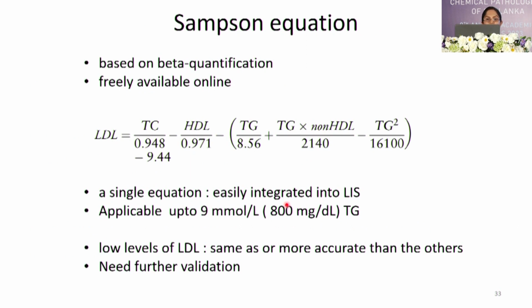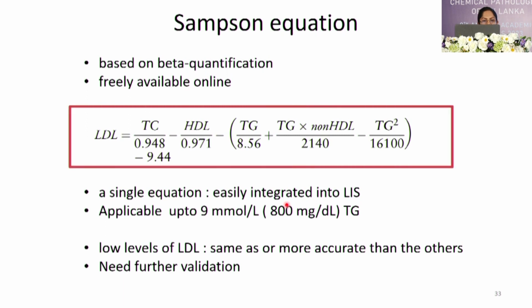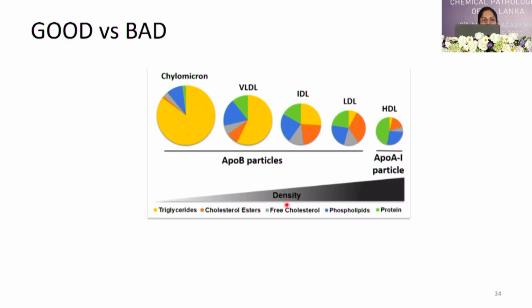So there's another equation which is in practice very infrequent, but it is based on beta-quantification. It is supposed to be more accurate than the Hopkins. It is a single equation and it can be applicable up to 9 millimoles per liter, which is an advantage compared with the Friedewald formula. But it also needs further validation.